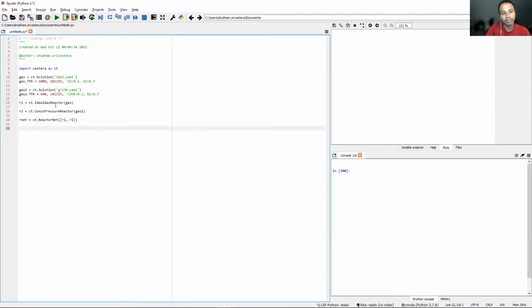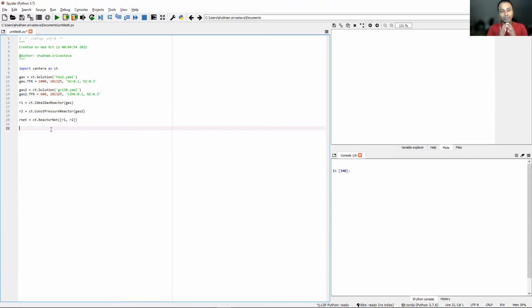Then line number 5 here, this is where we are defining the reactor. So R1 is an ideal gas reactor, which contains the gas phase. Similarly, R2 is a constant pressure reactor, which comprises the gas 2 phase. R1 is for the gas phase and R2 contains the gas 2 phase. Now this line is very important. What this line here is doing, there's a class in Cantera called ReactorNet.